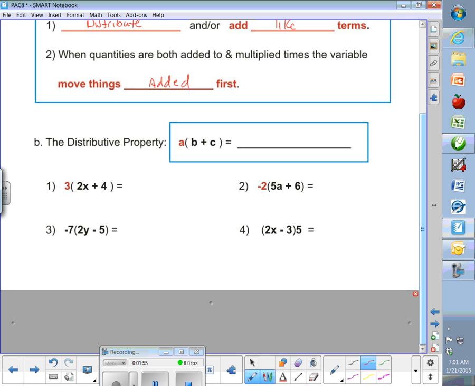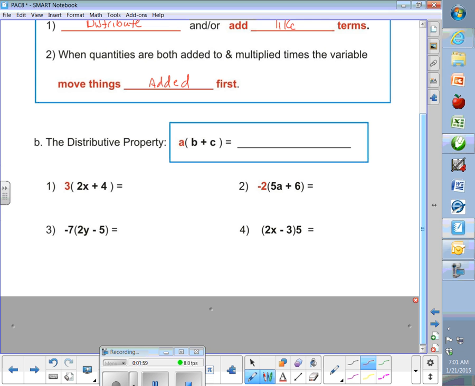Let's refresh our memory on the distributive property. The full name is the distributive property of multiplication over addition. If you notice here in the blue box, we have an A that is multiplied times two things being added. So the distributive property of multiplication, the A, over addition, the B plus the C. That's where the name comes from.